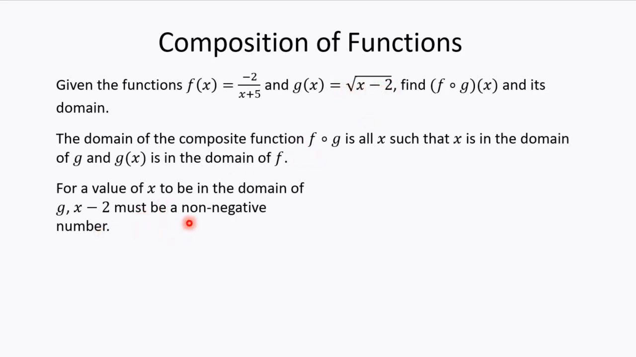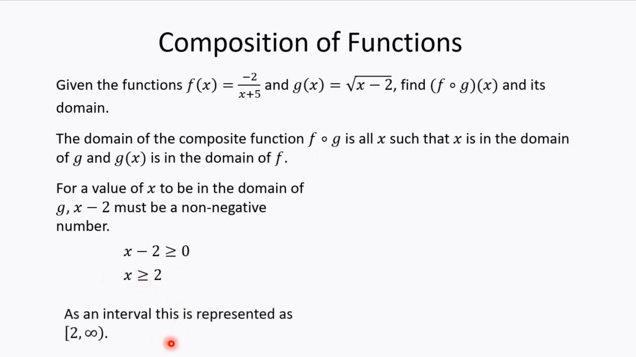It cannot be negative. Another way of saying that is to say that x minus 2 has to be greater than or equal to 0, and then we can solve this inequality. By adding 2 to both sides, we get that x is greater than or equal to 2. The domain of this entire composition cannot be any bigger than this. This is the starting point for the domain of the innermost function.